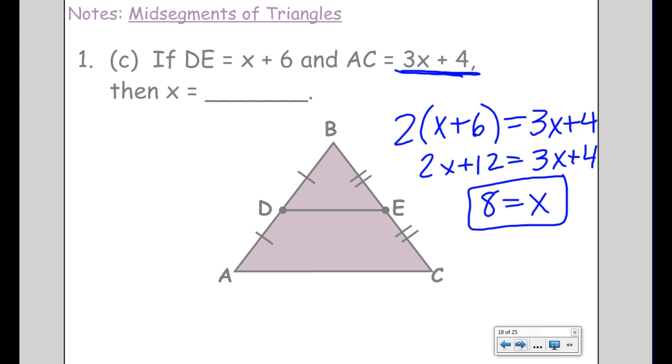It's a whole number, so that's nice. Your calculator will solve it for you if you put it into y1 and y2. If you do it by hand, you'll subtract 2x from both sides. You'll get 1x here. You'll subtract 4 from both sides, and you'll get 8. 1x equals 8. X is 8. Okay, let's move on.